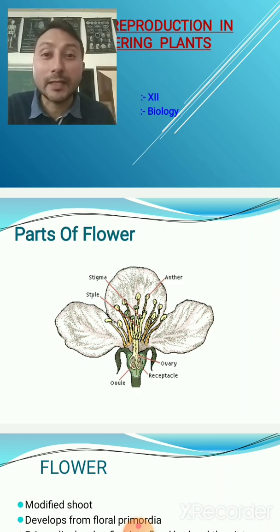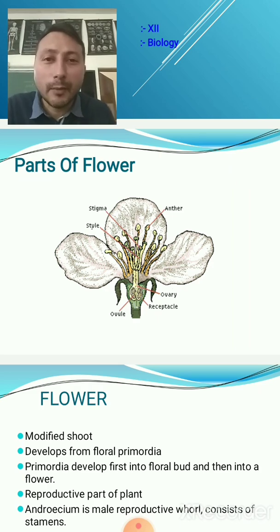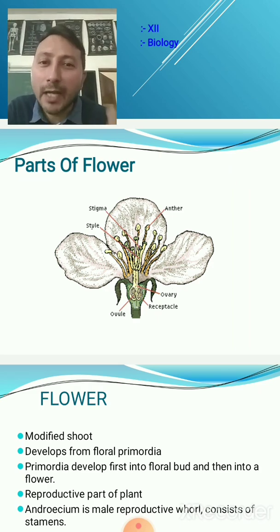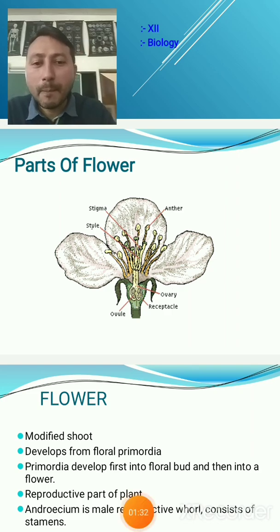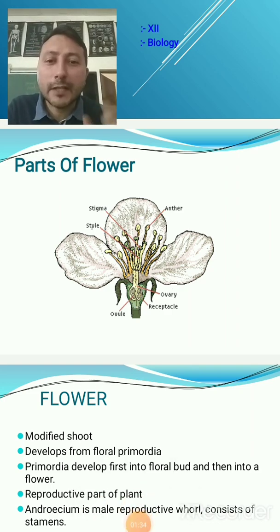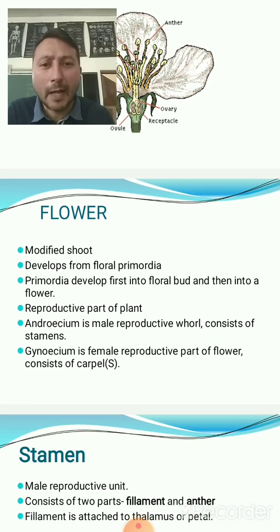Yes, definitely they are serving a very important function because they are the reproductive part of a plant. So you know the parts of a flower: there are male reproductive parts and female reproductive parts. The flower which contains either stamen or pistil only is called unisexual, and the flower which you can see here in front, which contains both, we can simply say is a bisexual flower. So a flower is nothing but a modified shoot developed from floral primordia.